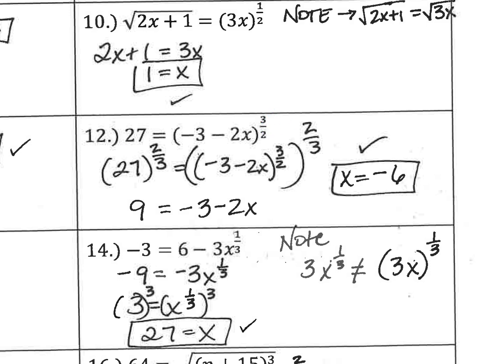So we're taking the 2/3 of both sides. And just remember over here, 27 to the 2/3, that's the cube root of 27 squared. And the cube root of 27 is 3, and then 3 squared is 9. And 9 equals negative 3 minus 2x, because that just clears all that out, okay? So just a reminder of how our fractional exponents work.